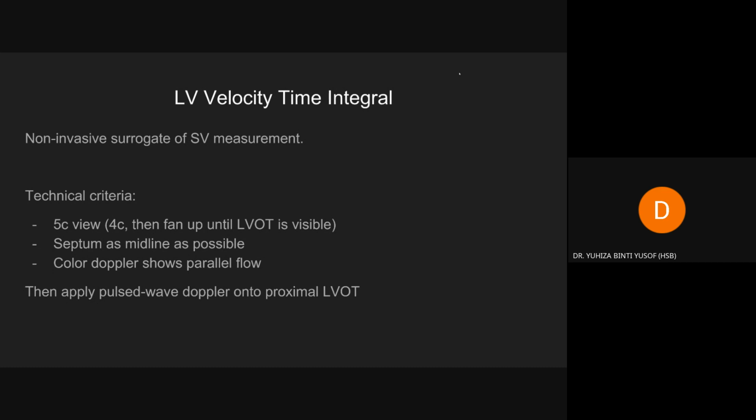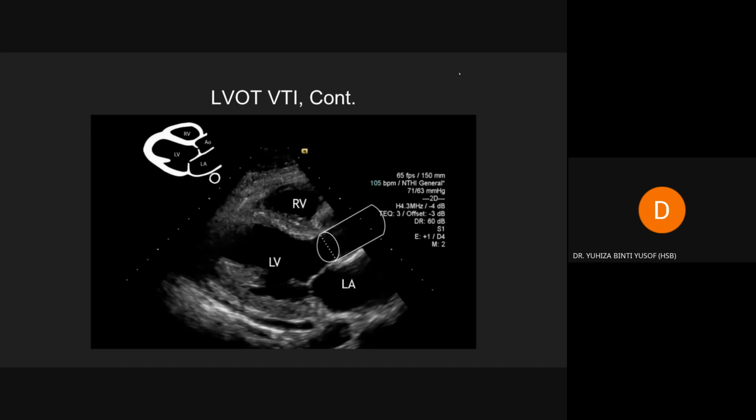So what would be the normal value? Usually the normal is 20 centimeters plus or minus 3 centimeters. So you classify into high or low LVOT VTI. There are a few assumptions that we make to measure LVOT VTI as a surrogate of stroke volume.